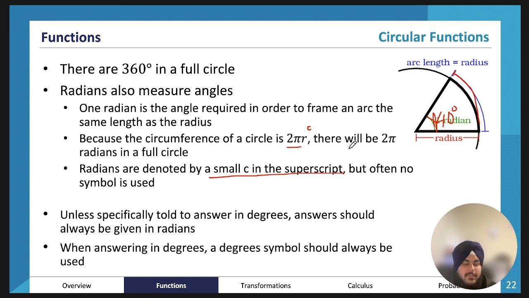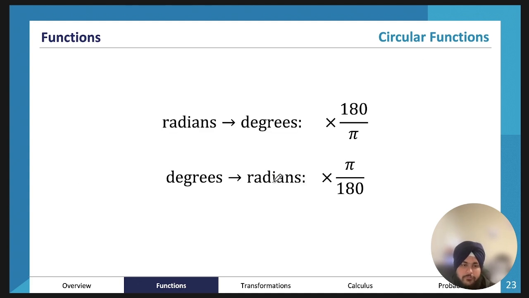So unless specifically told to answer in degrees, your answer in any questions in math methods always has to be in radians. So it's just an assumption that your answer is in radians, and as a standard value or an exact value. You never write your answer in decimals unless told to do so.